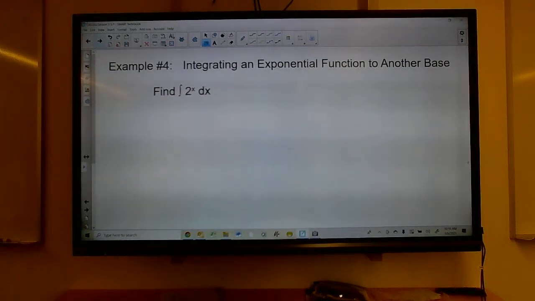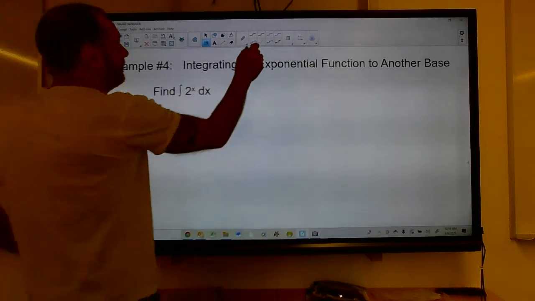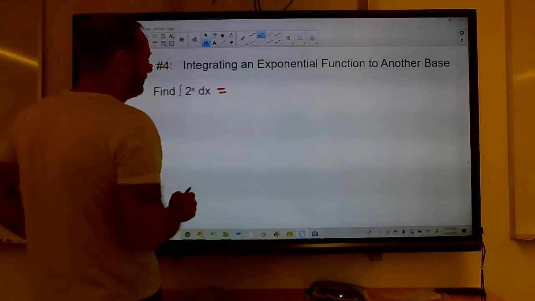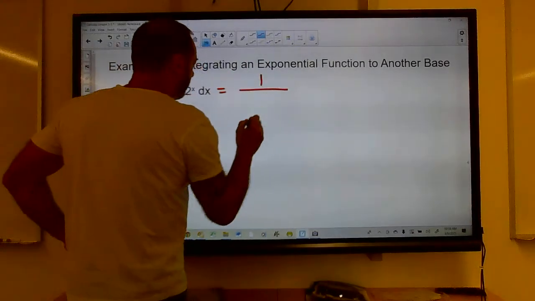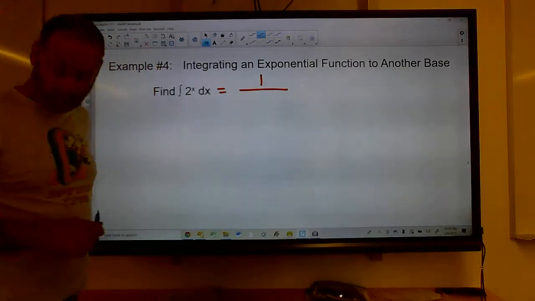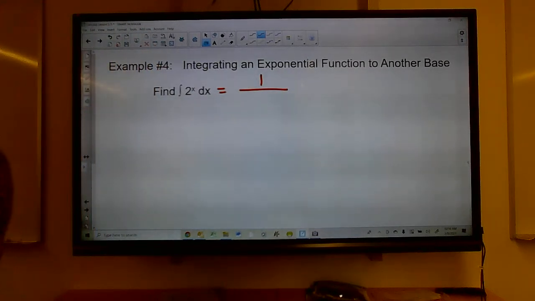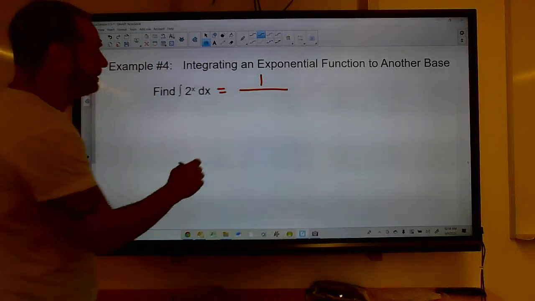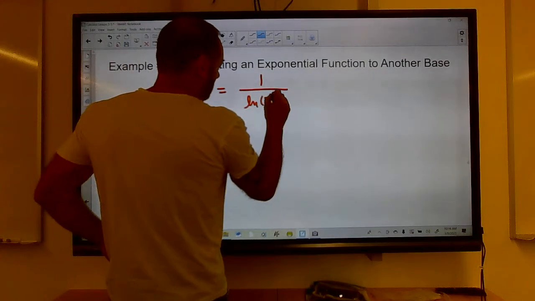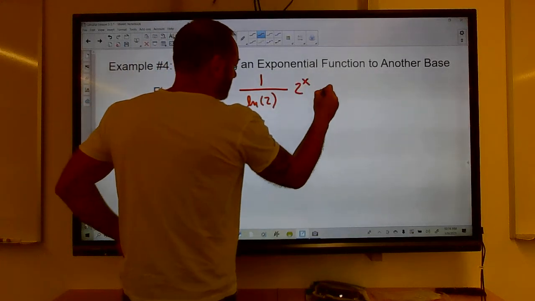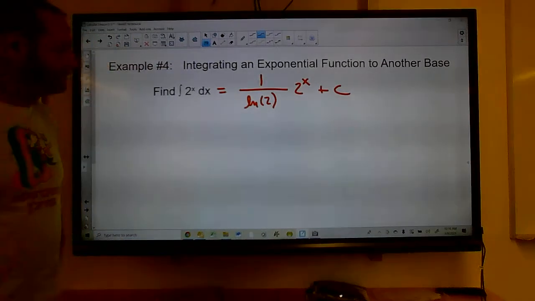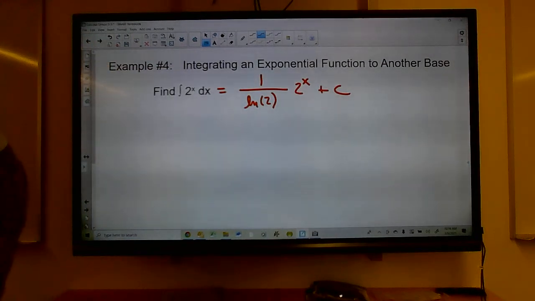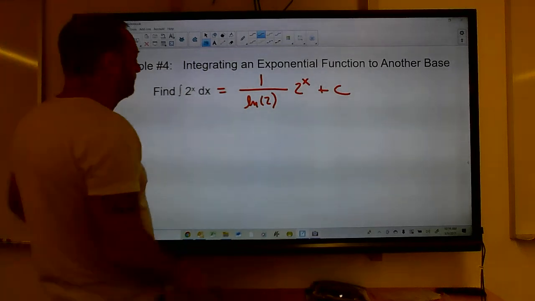Now we're going to find the integral of 2 to the x power dx. This is going to be 1 over the natural log of 2 times 2 to the x plus c. And you can't really do anything else with that, so we're just going to leave that as the answer.